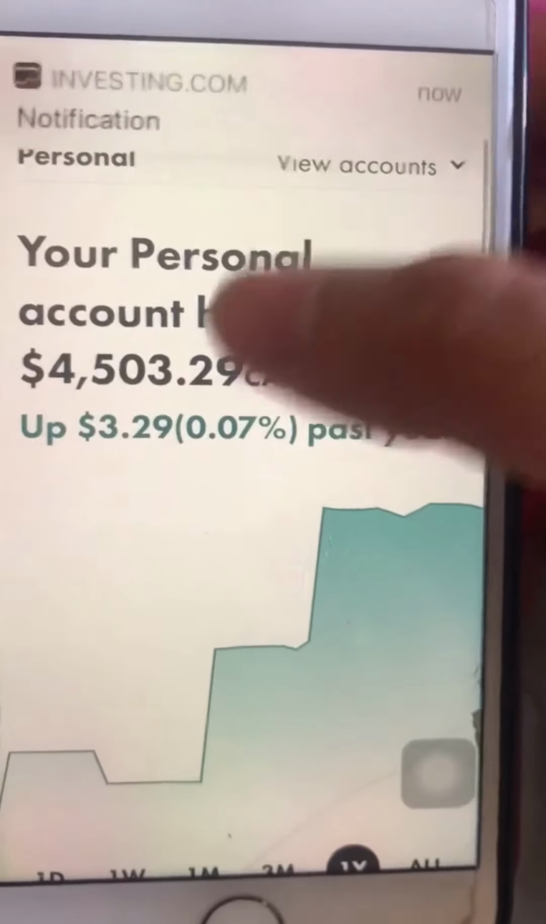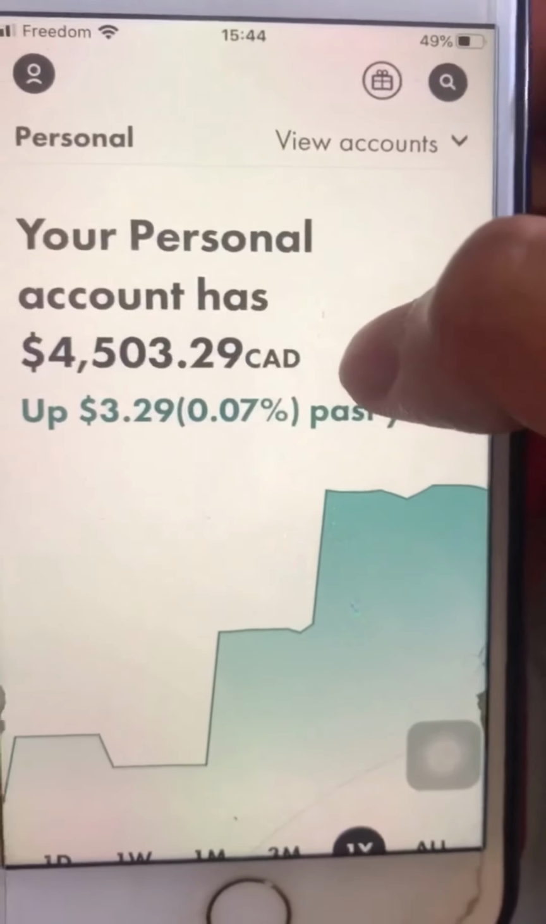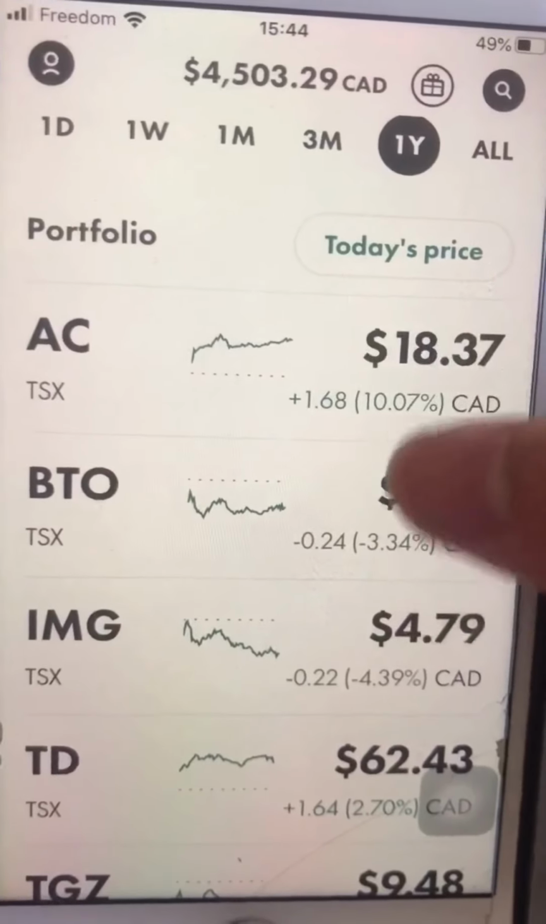And this is how my account looks. You can see in my personal account, I have this much money, and if you look at my portfolio here, these are the stocks that I currently have.